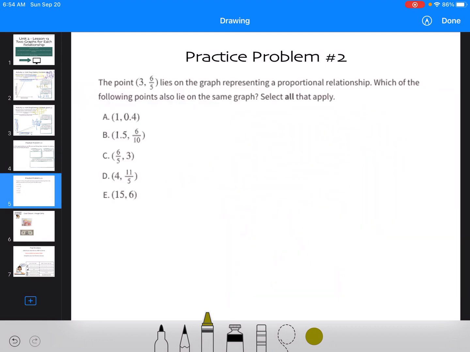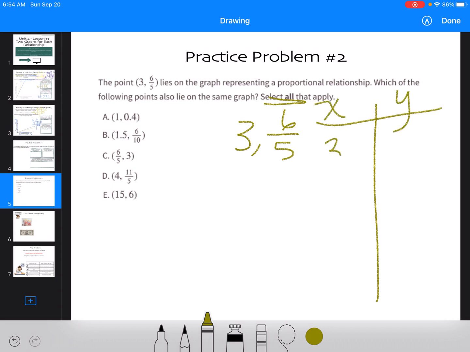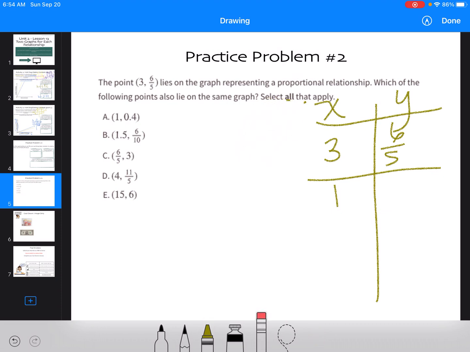The point (3, 6/5) lies on a graph in a proportional relationship. Select all the following points that lie on the same graph. So I know it's a select all, so it's going to be more than one. So I have (3, 6/5). I'm going to draw myself a table and label it X and Y. So when X is 3, Y is 6/5. I want to know what it's going to be when X is 1. So I'm going to change 6/5 into a decimal to make it easier for me to do my division. So 6 divided by 5 is going to equal 1.2.